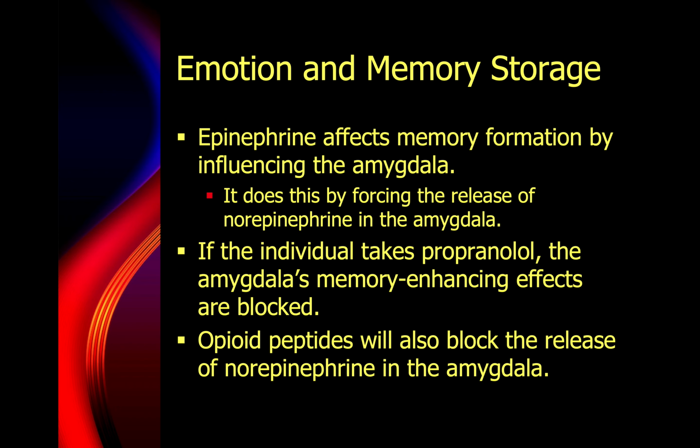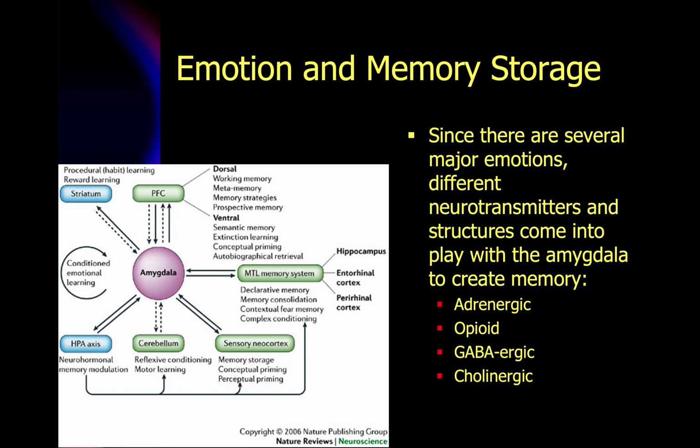Epinephrine affects memory formation by influencing the amygdala. It does this by forcing the release of norepinephrine in the amygdala. If the individual takes propranolol, the amygdala's memory-enhancing effects are blocked. Opioid peptides will also block the release of norepinephrine in the amygdala.